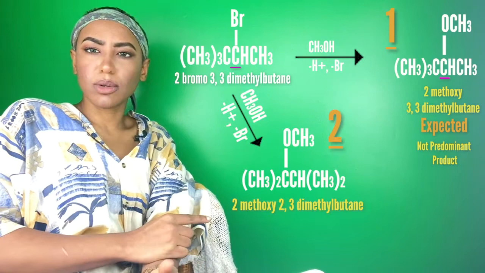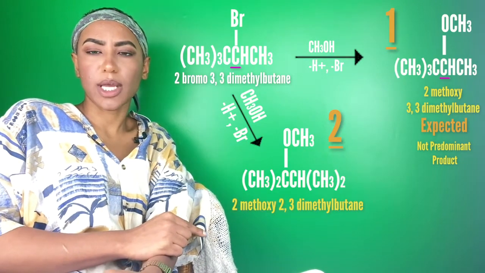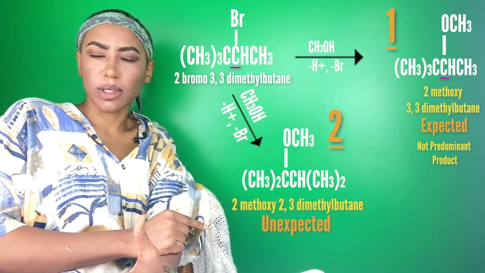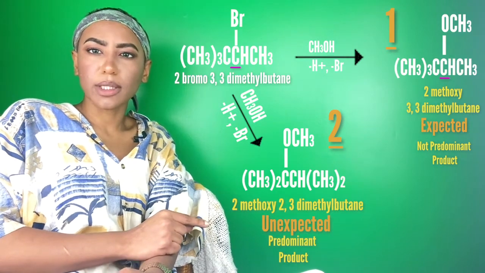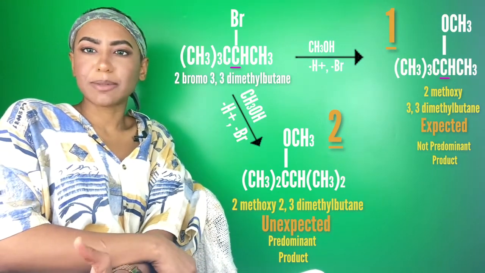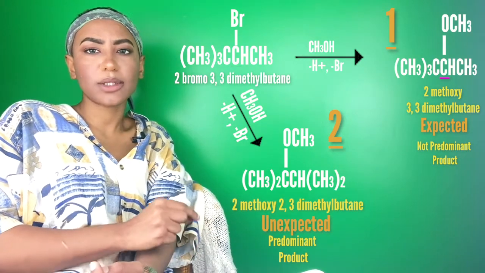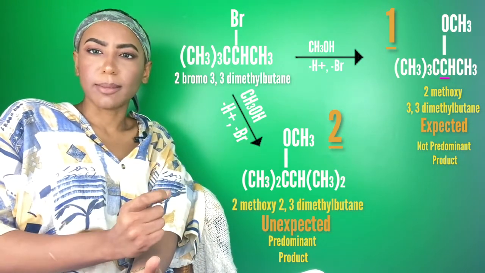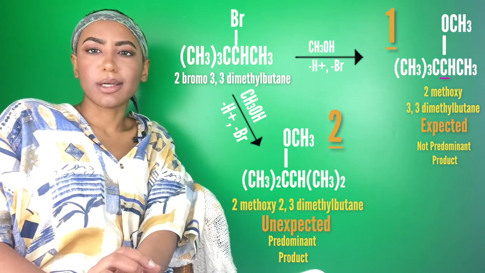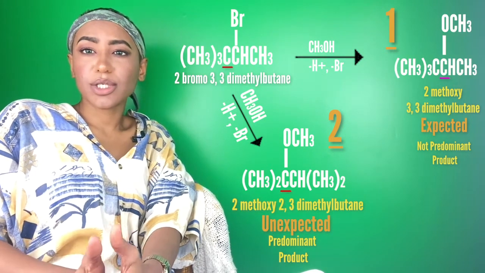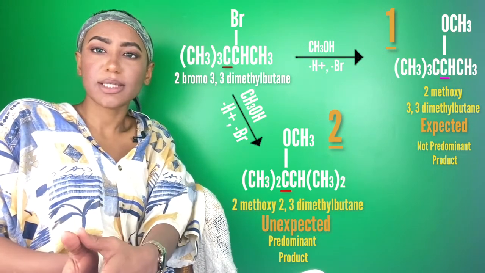This is 2-methoxy-2,3-dimethylbutane. This is the unexpected product. However, it is predominantly produced over our expected product. If we look at this product, we'll see that substitution hasn't occurred on the carbon atom that held the halogen in the original alkyl halide. Substitution has occurred on the carbon atom adjacent to that carbon atom.